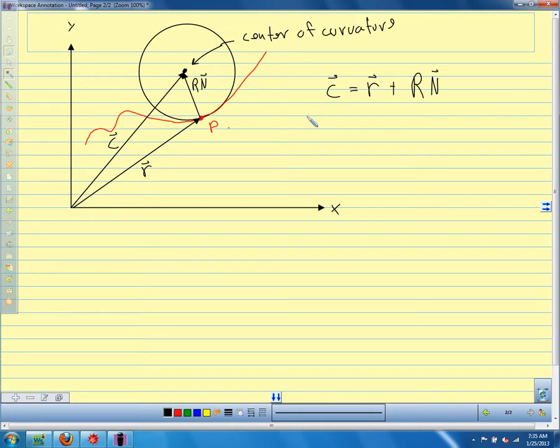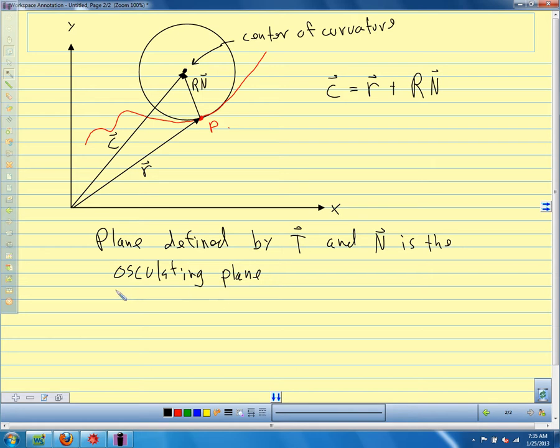And the reason that we're talking about this osculating circle is we can use it to help us think about the geometry of the curve, how the curvature changes, what the motion is at a particular point. But we can also think about, if we're not confined to the plane, if we have a particle moving in space, we can talk about the osculating plane. The osculating plane is the plane that's defined by t and n. So we call that the osculating plane.